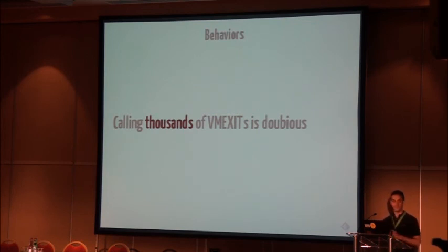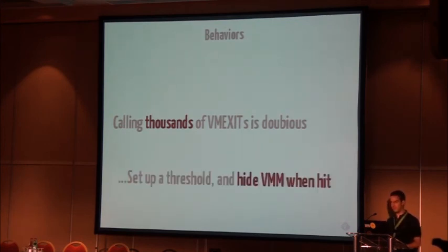Pretty strange. Usually, on a normal machine, you have zero CPUID per second. Never. And calling thousands of them highlights it and you can be spotted. So the VM rootkit, to hide virtualization detection, sets up a threshold, let's say more than 1,000 CPUID per second, and hides the VMM when hit.